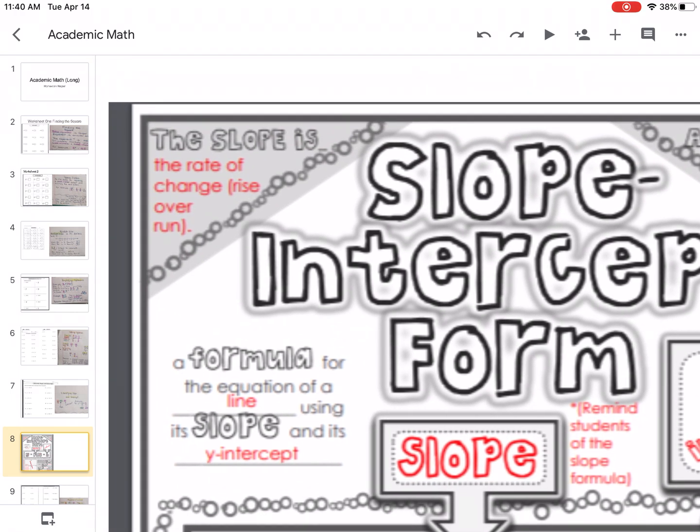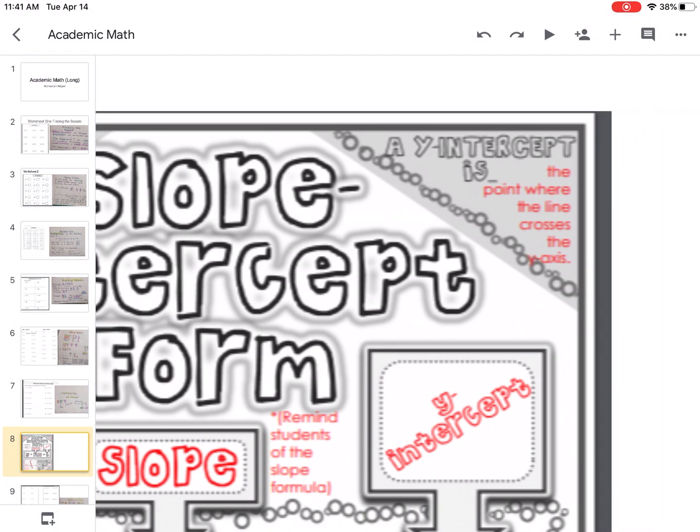Let's look in this corner here. So what is the slope? The slope is the rate of change. So you're rising and running, which means you're going up and over, up and over, okay? Sometimes you're going down and over, down and over. It depends if it's positive or negative. The y-intercept is your starting point. So whenever you're graphing, you start with your y-intercept. It tells you where to start, okay?